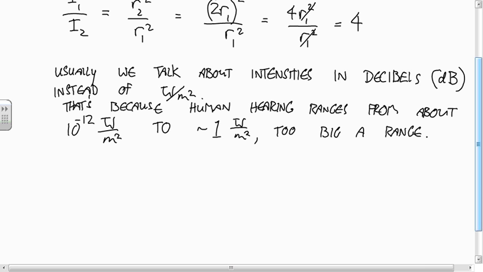So we're going to use decibels to talk about intensities, but we have to do our calculation in watts per meter squared, then we need two things. We need a conversion to go from decibels to watts per meter squared, and we need a conversion to go from watts per meter squared to decibels. Okay. So we need two conversions.